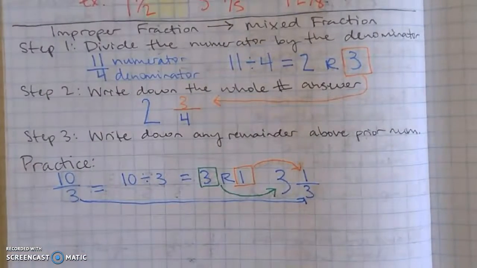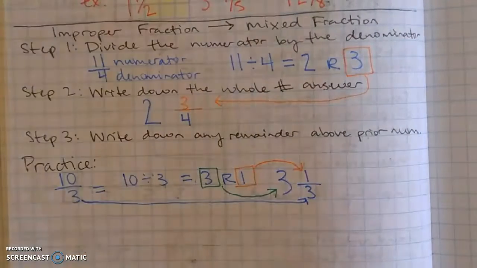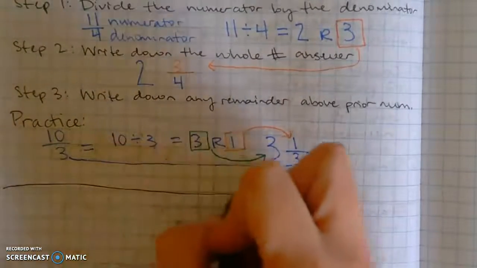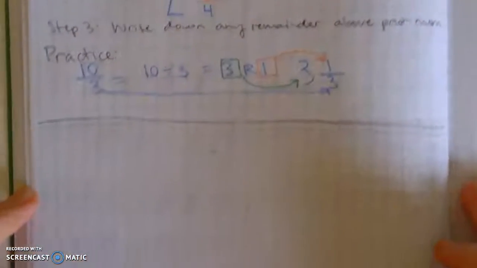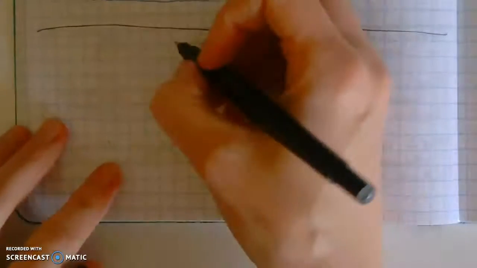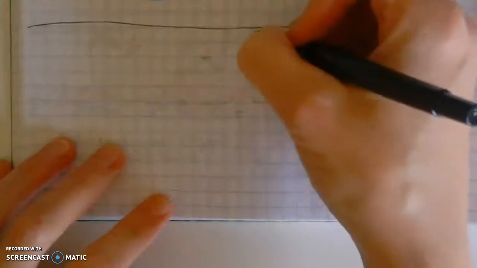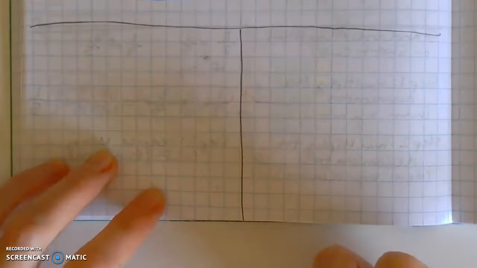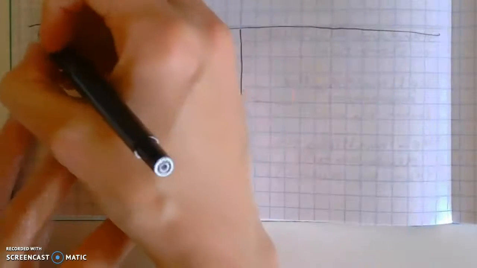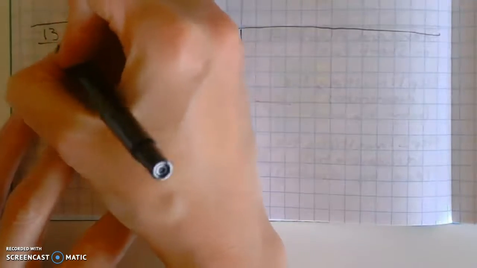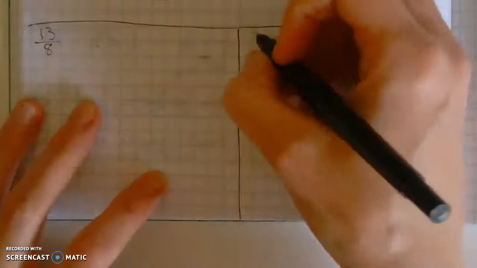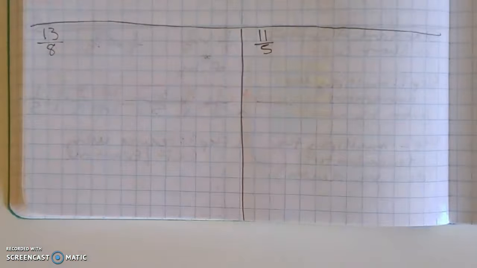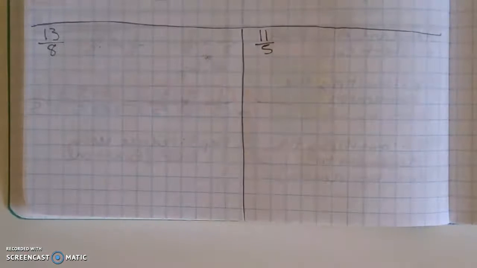Okay? All right, so you're going to get some practice problems here. So at the bottom of your page, just draw a line. And we'll just make 2 boxes here. You're just going to get 2 practice problems. Okay, so your practice problems for tonight are going to be 13 over 8 and 11 over 5. Okay, so try those out. Tell me what you think.